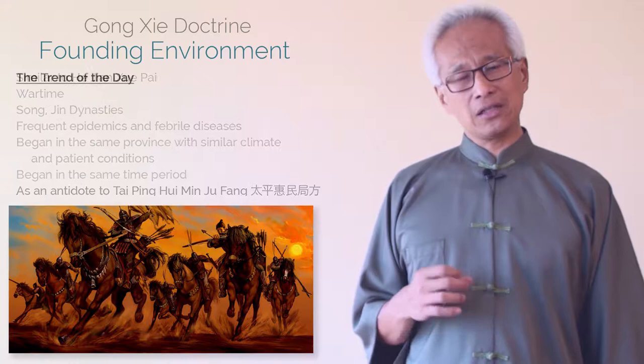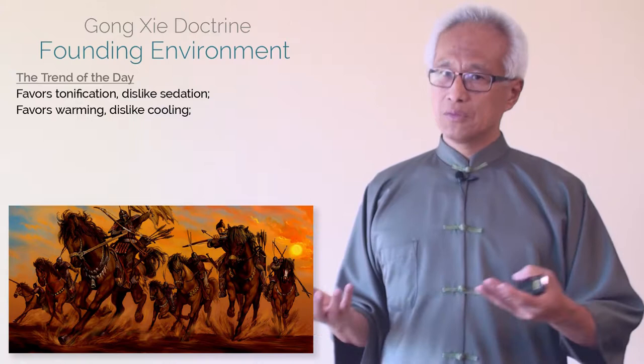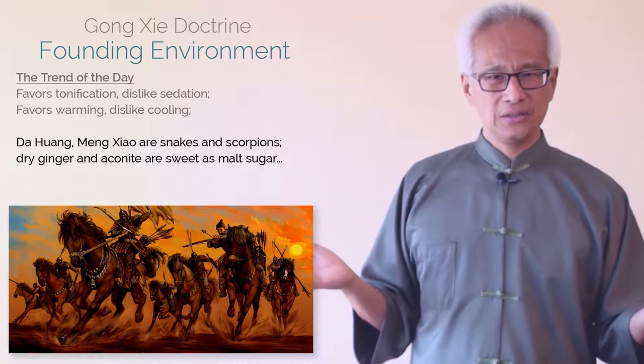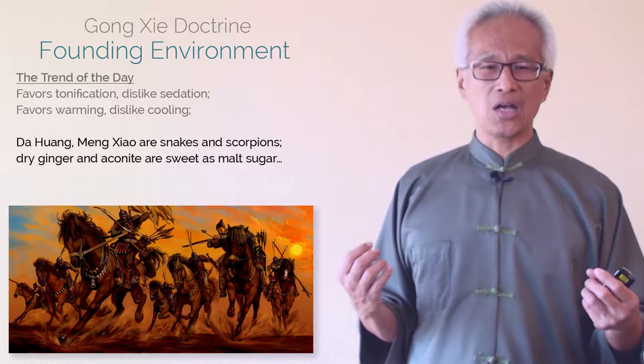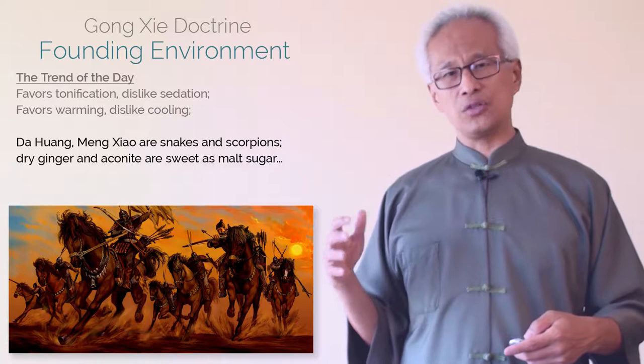And at that time, the trend of the day favored tonification, disliked purging and sedation, favored warming; cooling is not so good, cold is not so good. Things like Da Huang and Mang Xiao are snakes and scorpions. They are no good for you. They're toxic for you. Dry ginger and aconite are sweet as malt sugar. So that's kind of the whole concept of the consumer mentality at that time. So the trend is to go for these warm tonification herbs.